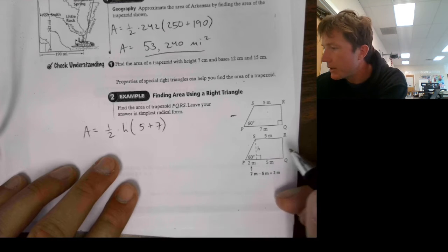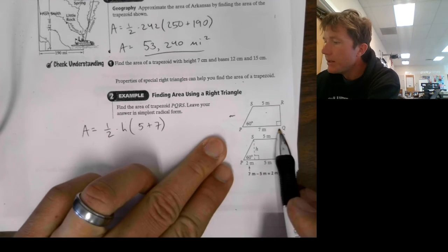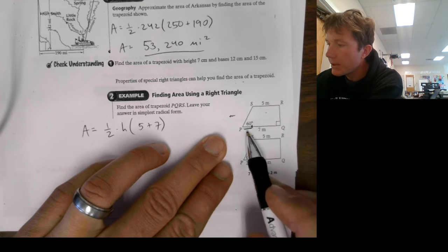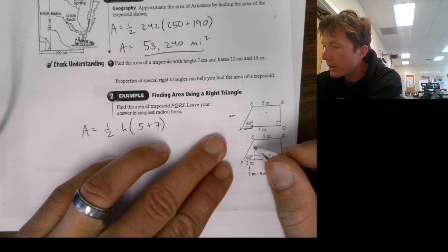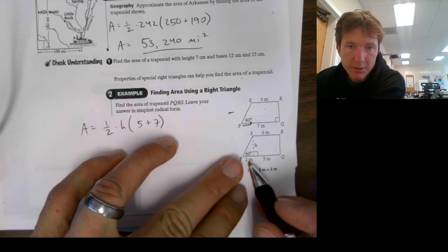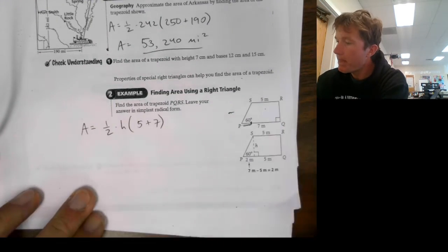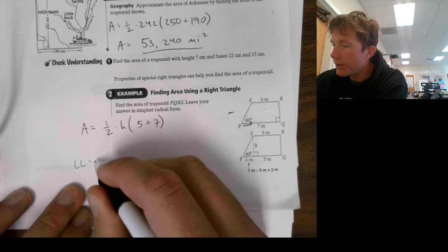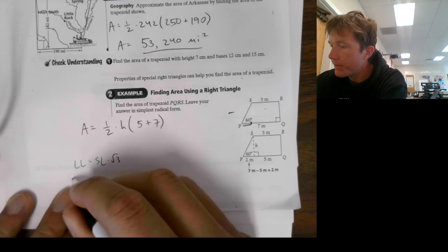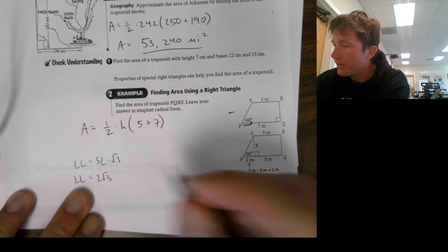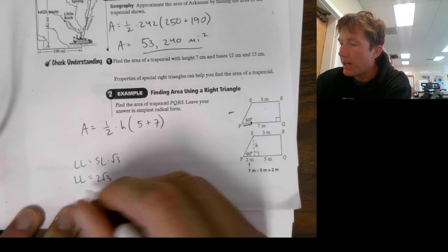So what did they do here? So what they did is, this is 7. I can find this distance if I took 7 minus 5, because that cuts that off, makes that a nice rectangle. So this shorter leg is equal to 2. And I know that my longer leg is equal to the shorter leg times root 3. So my longer leg is equal to 2 root 3. So that's my height.